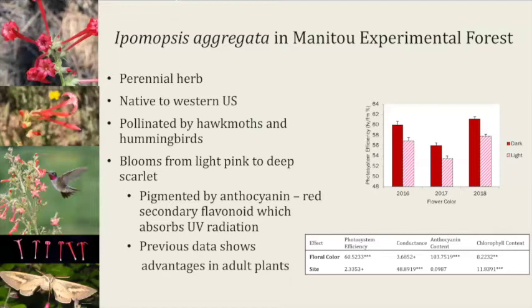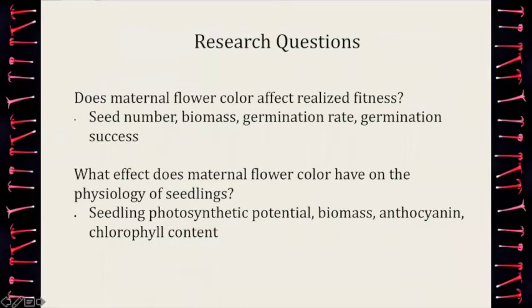Thus, previous field data has led to the hypothesis that anthocyanin content influences stress tolerance mechanisms in order to provide advantages to individuals with darkly colored petals. The advantages anthocyanin provides to adult plants suggests other life history advantages of dark floral color.